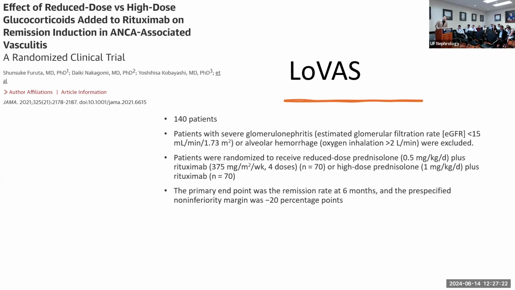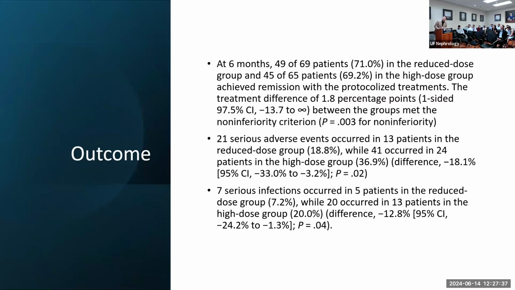The primary endpoint was the remission rate at 6 months, and the pre-specified non-inferiority margin was 20%. At 6 months, 71% of the reduced dose group and 69% of the high dose group achieved remission. So that meets the criteria of non-inferiority, but it didn't meet the criteria of superiority.